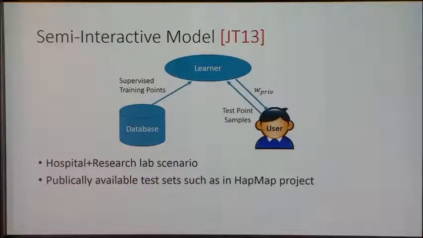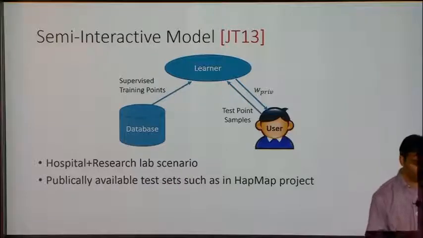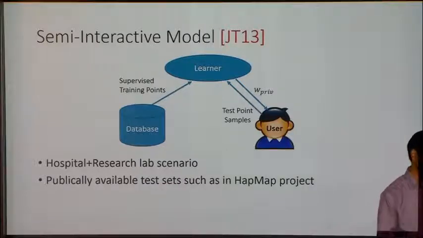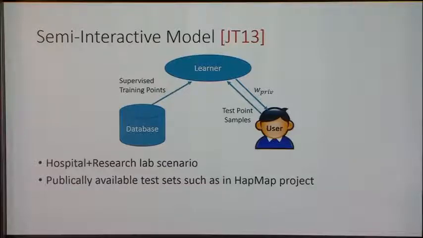So the research lab will ask the other hospital to give at least a small sample from the test set, and because the research lab is trusted, hospital B will give it the test samples, which definitely won't be labeled. Then using those test samples, the learner can learn a W private, send it to hospital B, and hospital B can use it, and in expectation it will still be very good.